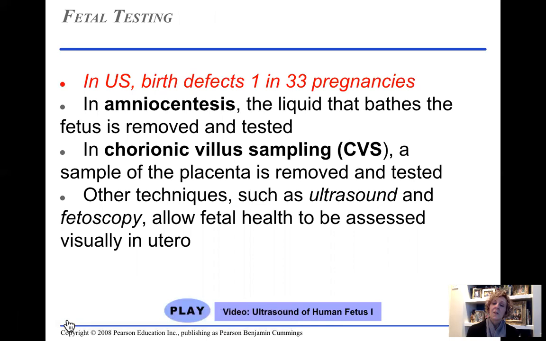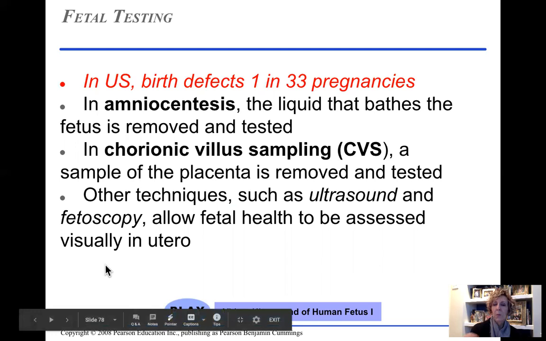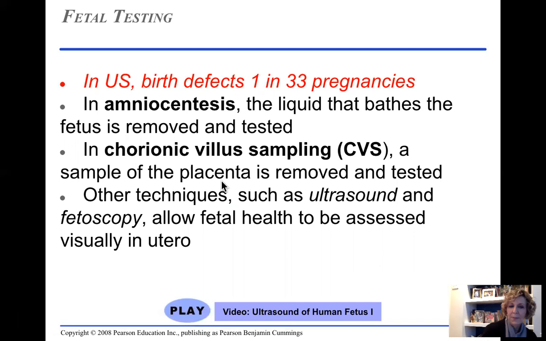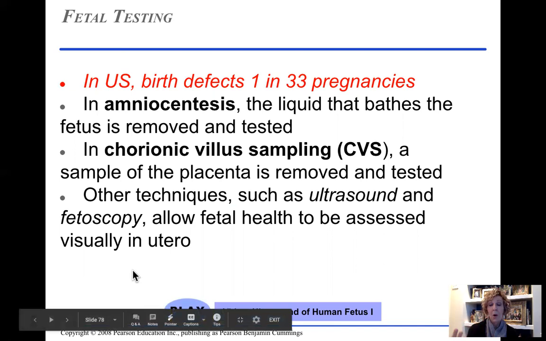So let's talk a little bit about fetal testing. In the United States, birth defects occur about 1 in every 33 pregnancies, and it is very important that we know about those early, for choices that parents might have to make, very painful choices, or for preparing for a child that is going to be special needs. So we have two different ways of testing for pregnancies, amniocentesis and chorionic villi sampling. Other techniques that we can do are ultrasound and fetoscopy that can also be used to assess fetal health.